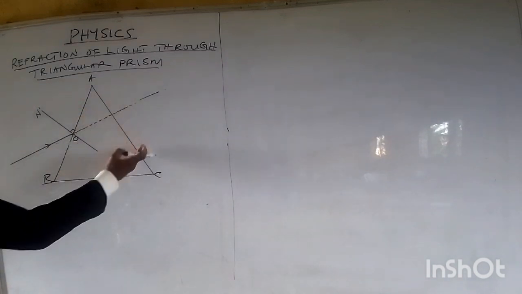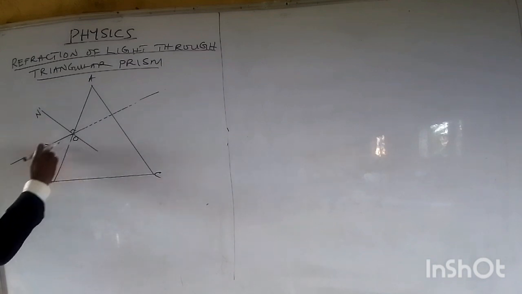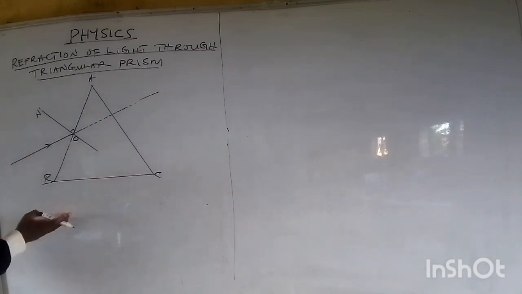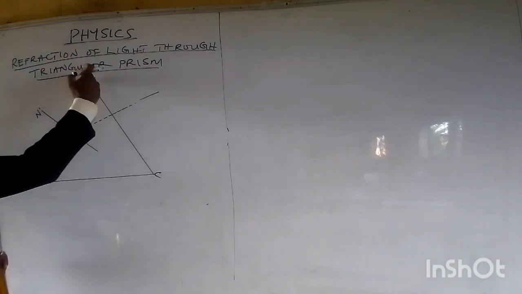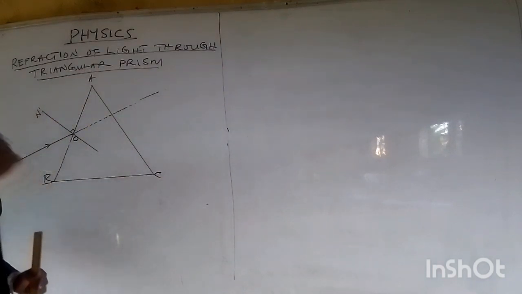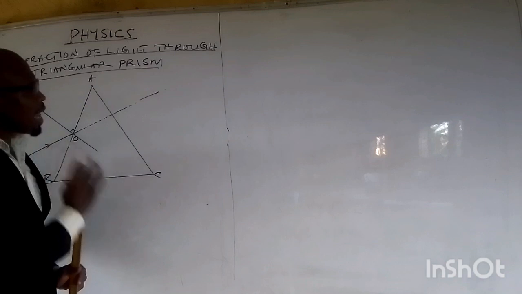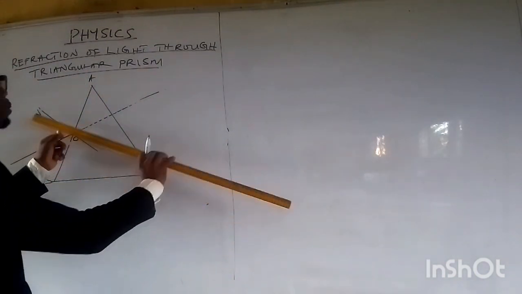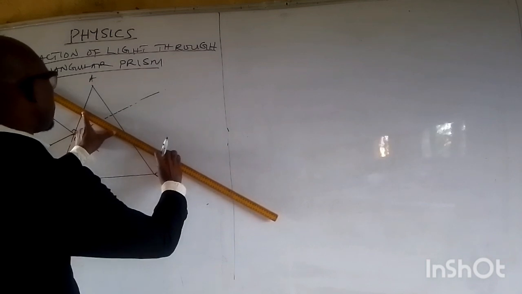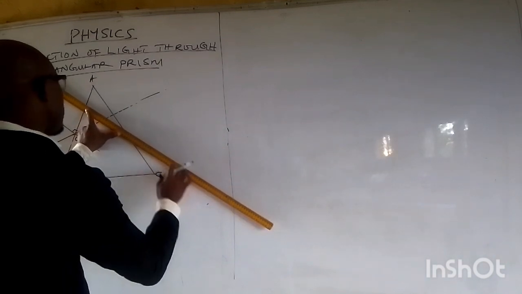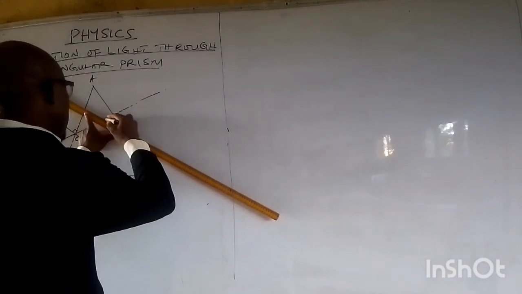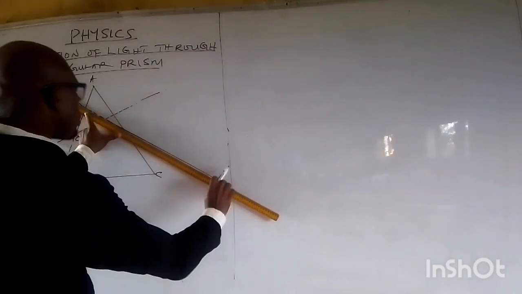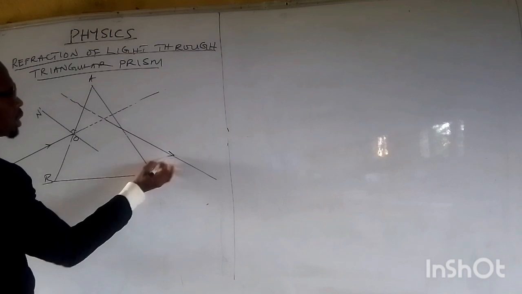So, of course, this incident ray, if you look at it from this side, from the BC, we can see this. If you look at it from AC, we can see CE. But for the benefit of this lesson, we're going to concentrate only on the face AC. Now, assuming we have this face AC here, this ray will emerge from here. This is our emergent ray.